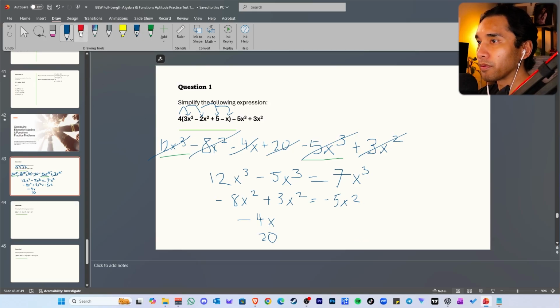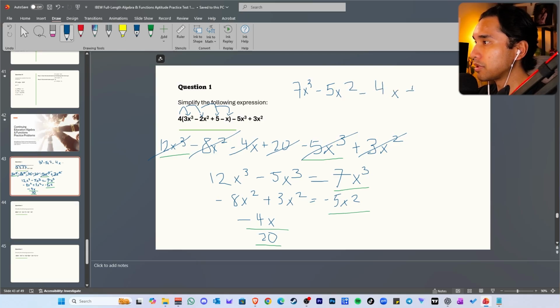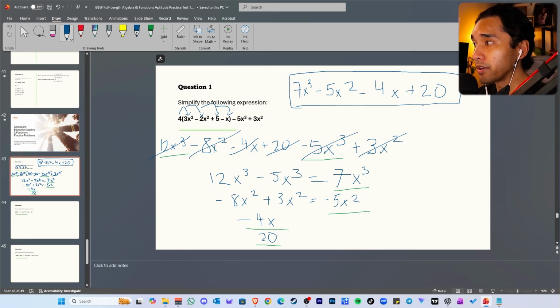And now we're left with these terms here: 7x cubed minus 5x squared minus 4x and 20. And that is our answer. Our answer now is 7x cubed minus 5x squared minus 4x plus 20. Boom. This is our answer. There is nothing else that could be combined. No terms can be combined to further simplify this expression. So this is our answer.